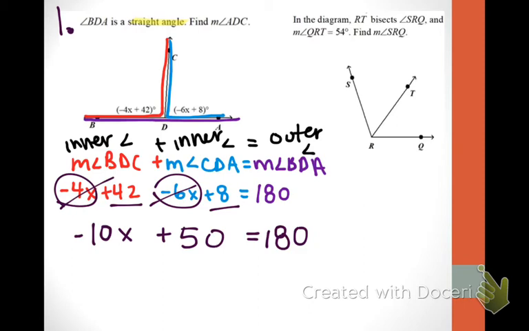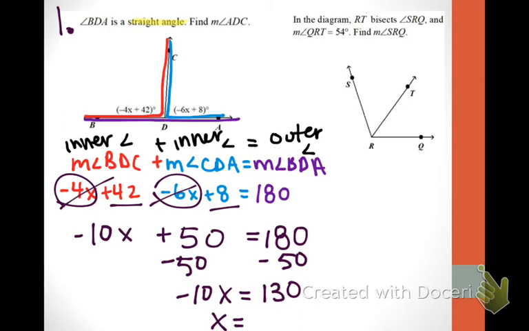All right, and then I need that negative 10x by itself. So I've got to move this plus 50. So how do I move it across the equal sign? Subtract 50. So negative 10x equals 130. Divide by negative 10 and x equals negative 13. Yeah, you're good.